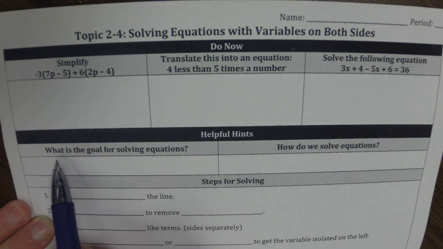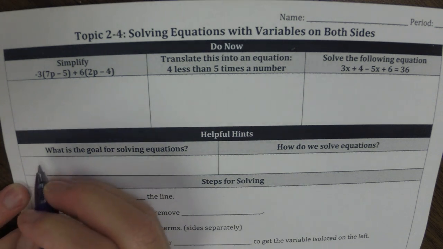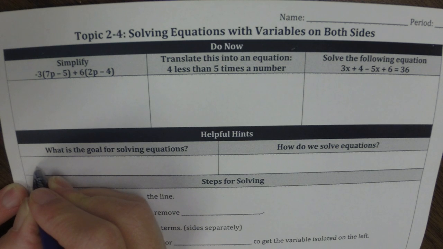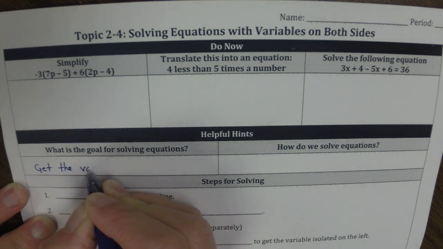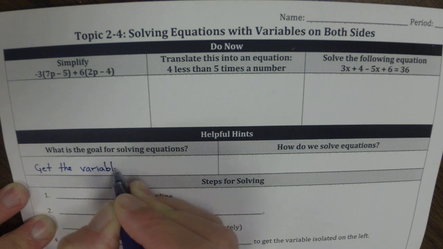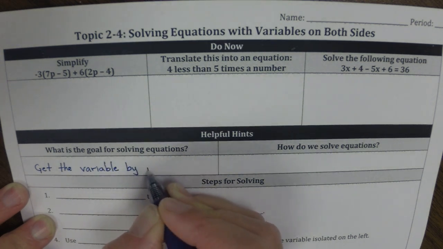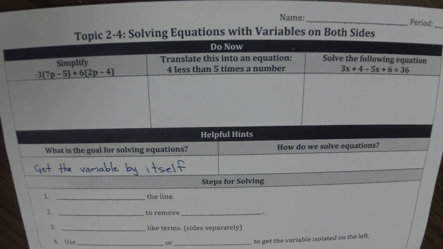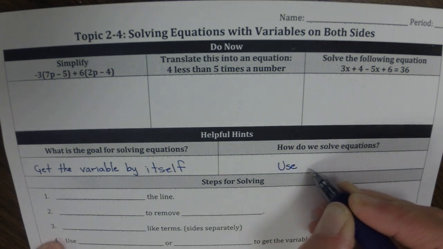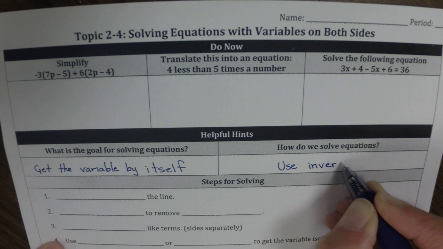Then we get down to what is the goal for solving equations. We have done this every set of notes. Remember, the goal for solving equations is to get the variable by itself, or isolate the variable, I guess is what I sometimes put. And then how do we solve equations? In other words, how do we get the variable by itself? You use inverse operations, meaning opposite.